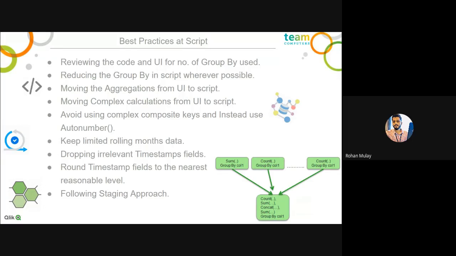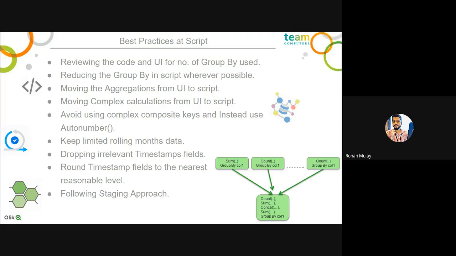Keeping limited rolling months of data. Usually you can see various applications where we have 6 to 7 years of data unnecessarily, where the user is actually interested in recent years, or maybe only the current year or the current month. So we need to discuss with the user and make sure whether this particular data is really required, or we can keep rolling months or rolling years of data. So instead of keeping 5 to 6 years, I'll just keep the last 2 years of data.